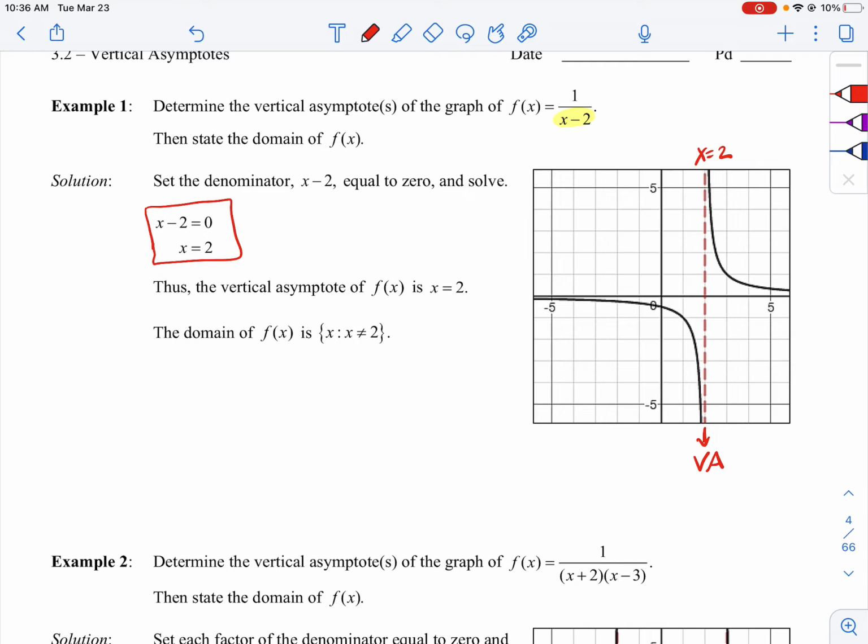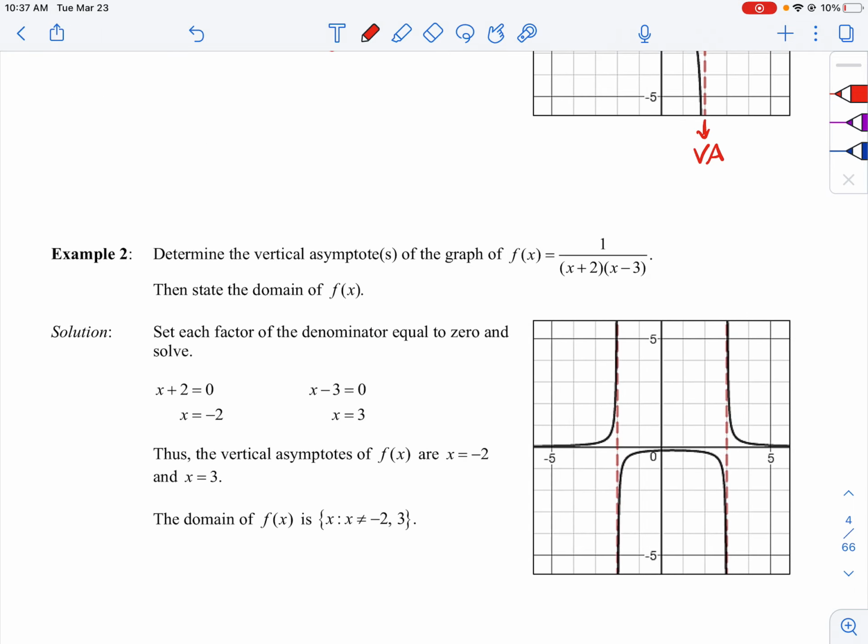Now, what's my domain? My domain, my x values, or the set of inputs, can be any number. It can be any positive number. It can be any negative number. But I have a restriction that it cannot be a positive 2. And that's the reason why I have my domain as x cannot be equal to 2.